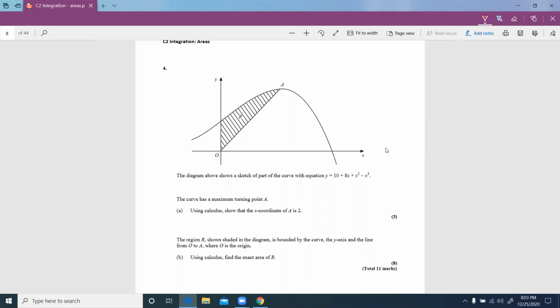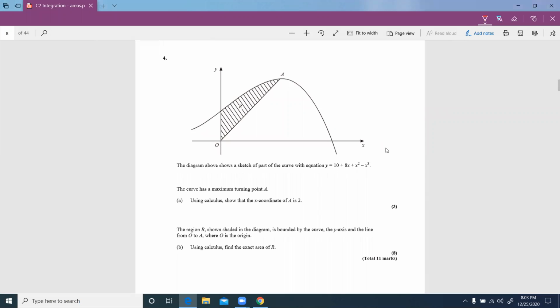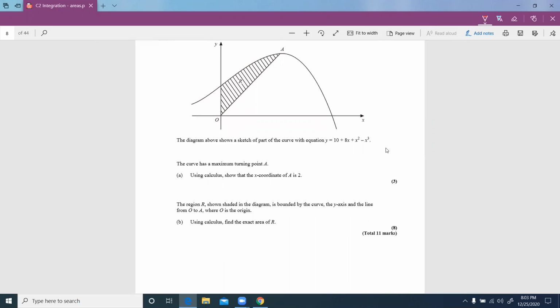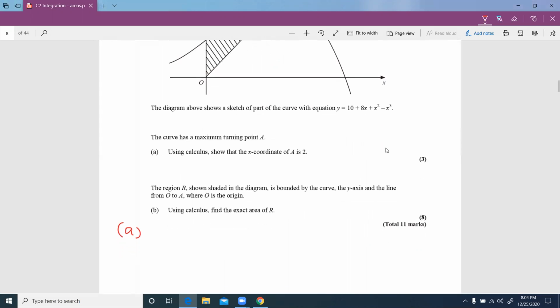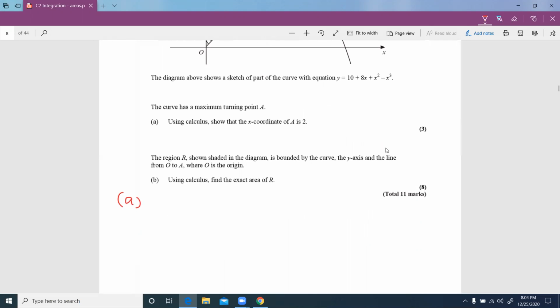The curve has a maximum at the point A. Using the calculus, show that the x coordinate of A is 2. So simply we know that when you're talking about a maximum or a minimum, the simple condition is dy by dx. As I discussed before, at a maximum or minimum, the general concept is dy by dx is equal to 0. From that fact, we can identify some information for this.